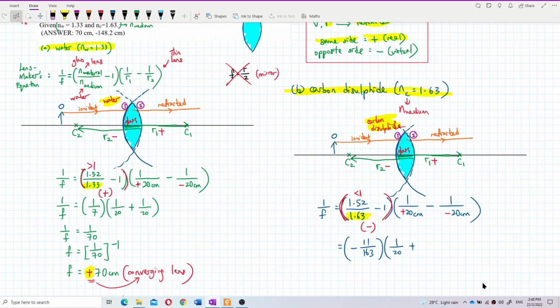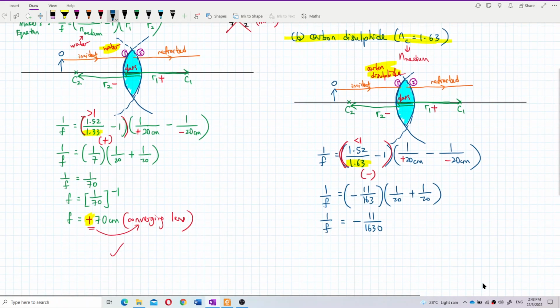This one, negative becomes positive. And then what do you get for this one? So here 1 over 20 plus 1 over 20, so 2 over 20, and then multiply by negative 11 over 163. So what answer do you get? This is just 1 over f, 11 over 1630.